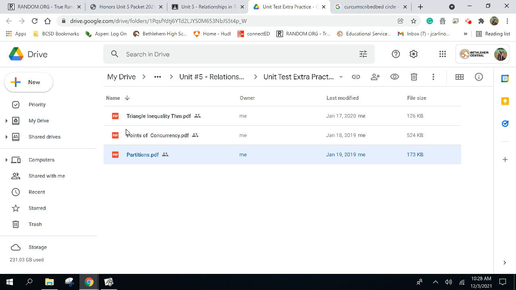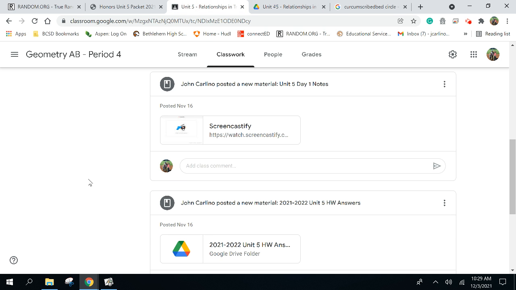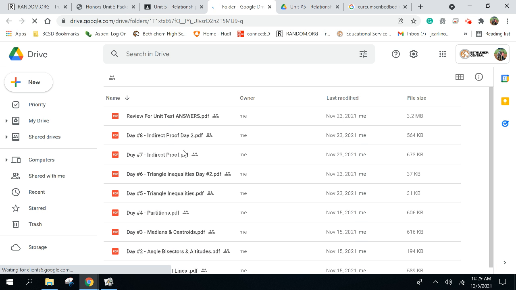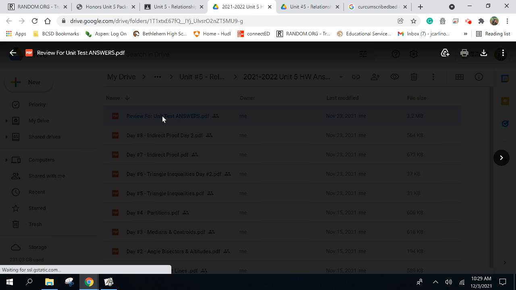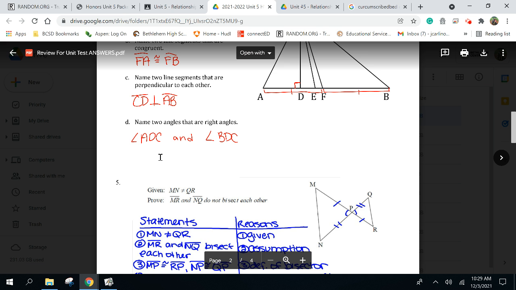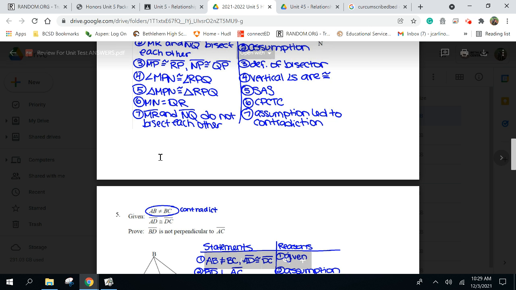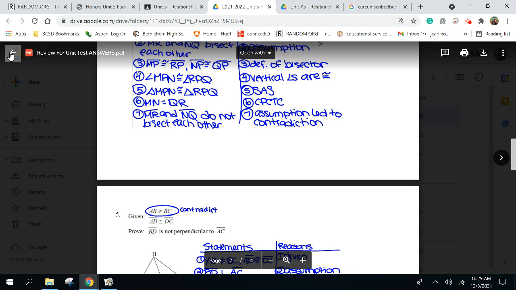Every answer to the packet and textbook, every answer is under homework. So please make sure you're going to your homework answers, because that is where you will find review for unit test answers right there. Everything out of the packet and the book. So we know where to find everything we need, correct? Okay, so you can start that in a second, not right now, because we have quizzes to give back here.